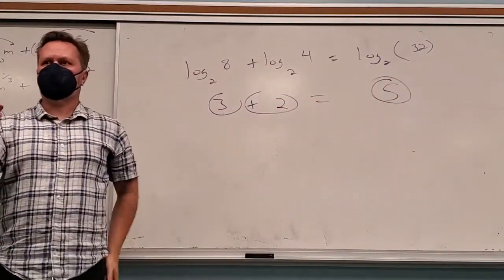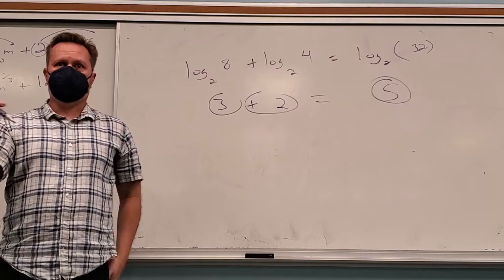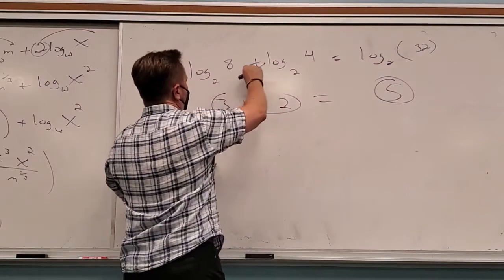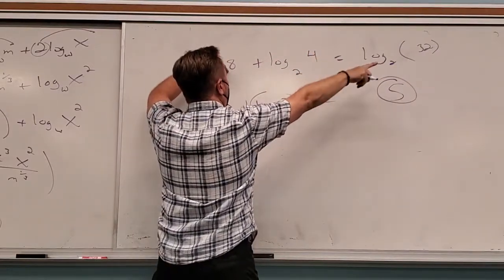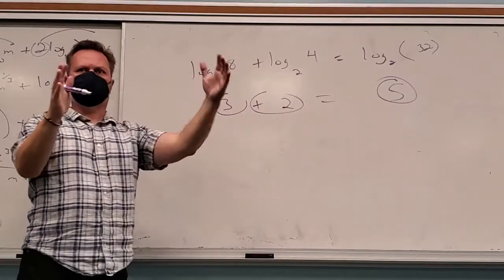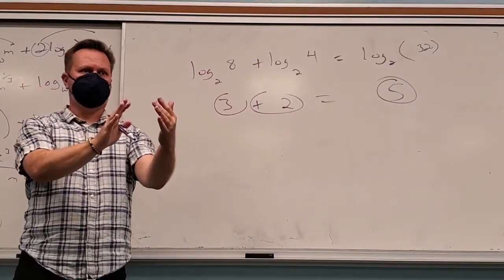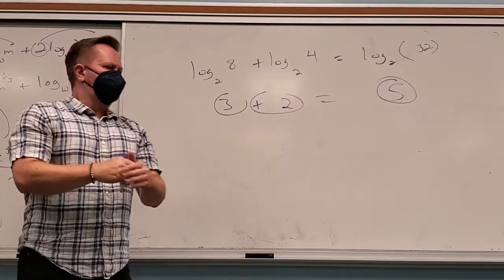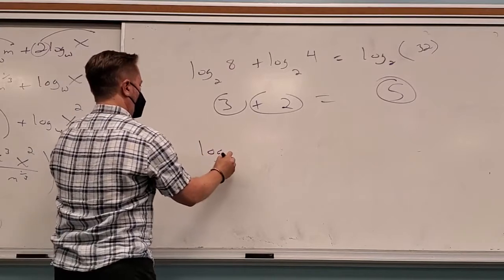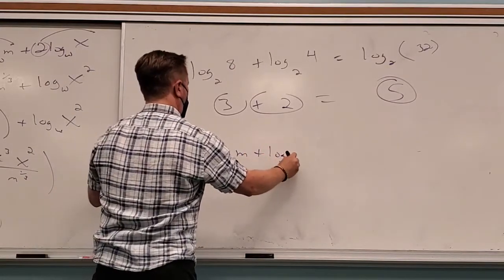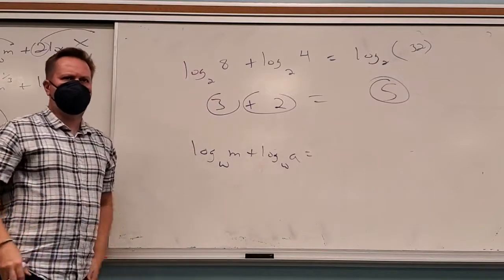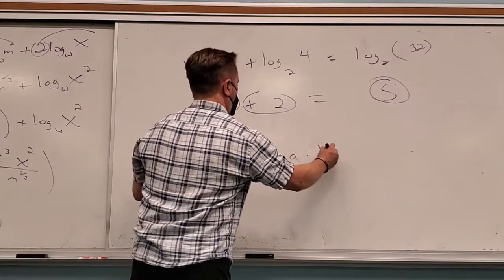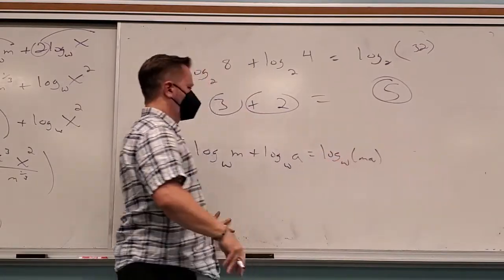Logs are powers. So that's a concrete example of log base 2 of 8 plus log base 2 of 4 is log base 2 of 8 times 4. Right, so the sum of the two logs becomes the log of the product. Same with the difference becoming a division, right? So if I see log base W of M plus log base W of A, what would that become? Yeah, log base W of MA.